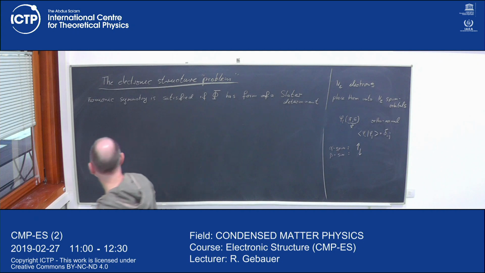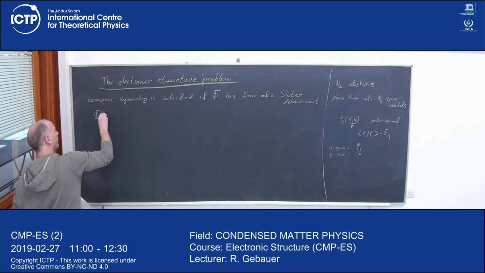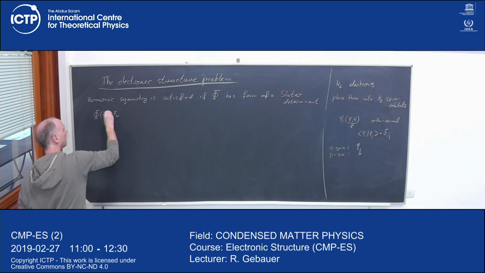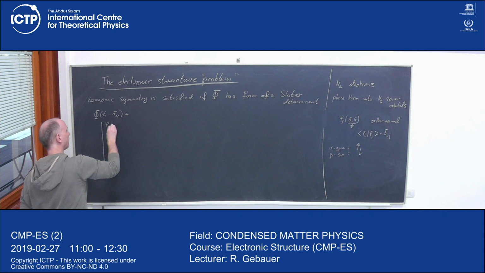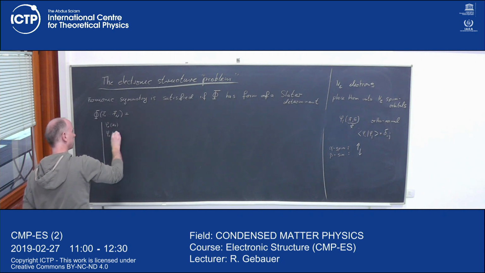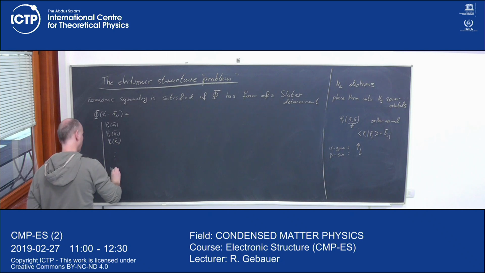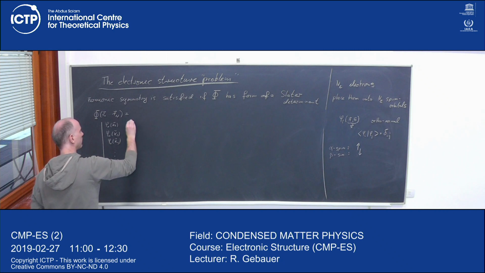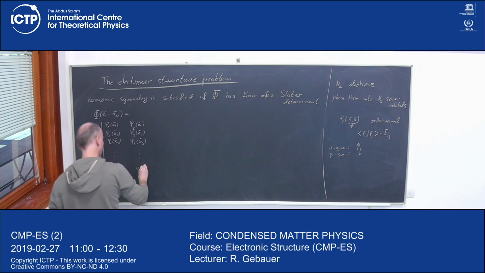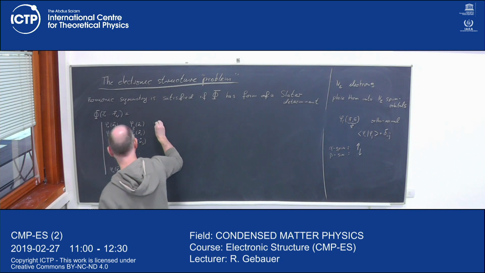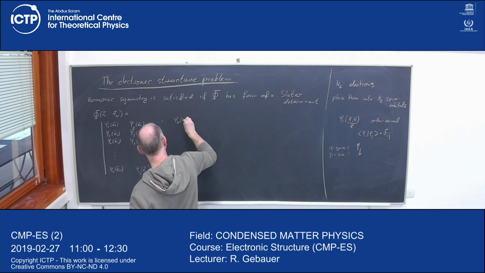A Slater determinant would look like this. So we would have phi of r1 to rn is like the determinant of the following matrix. Phi 1 of x1, phi 1 of x2, phi 1 of x3, phi 1 of xn. And then this continues here up to your phi n of x1.